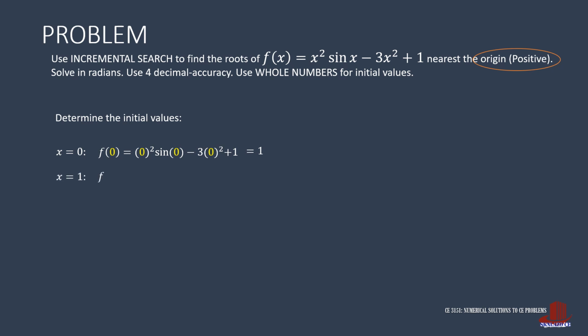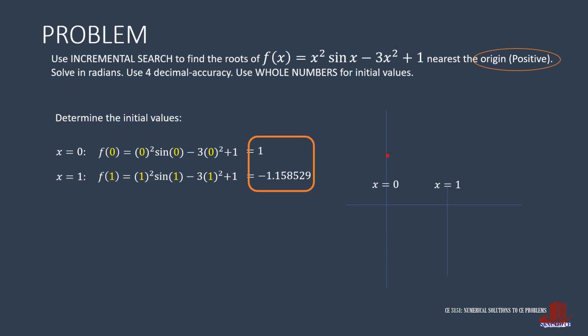Let's try an upper limit of 1, where the function becomes 1 squared sine of 1 minus 3 of 1 squared plus 1, giving negative 1.158529. Having a positive and a negative f of x then gives us the initial interval. If this is illustrated, at x of 0, y is positive 1. And if x is 1, y turns to negative 1.158529. By connecting these two coordinates, we can see our root in the interval.